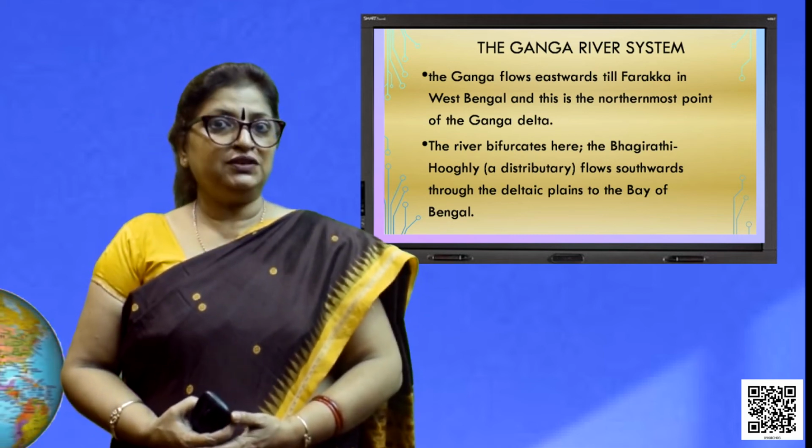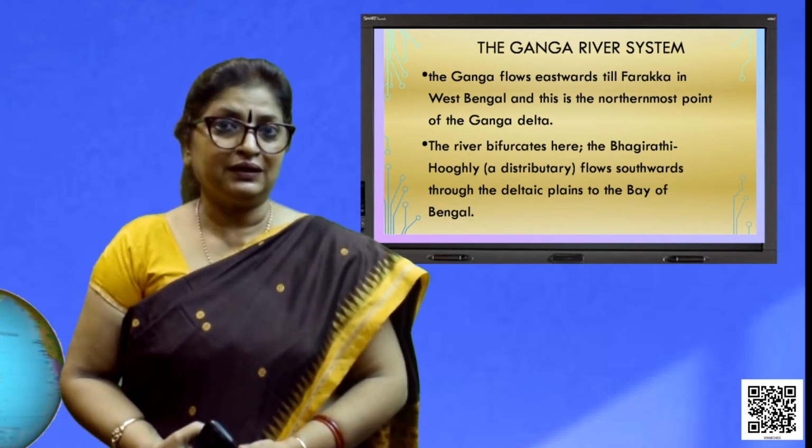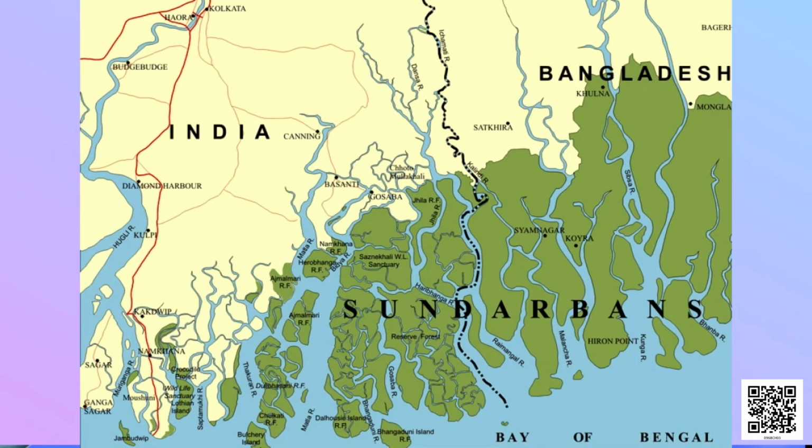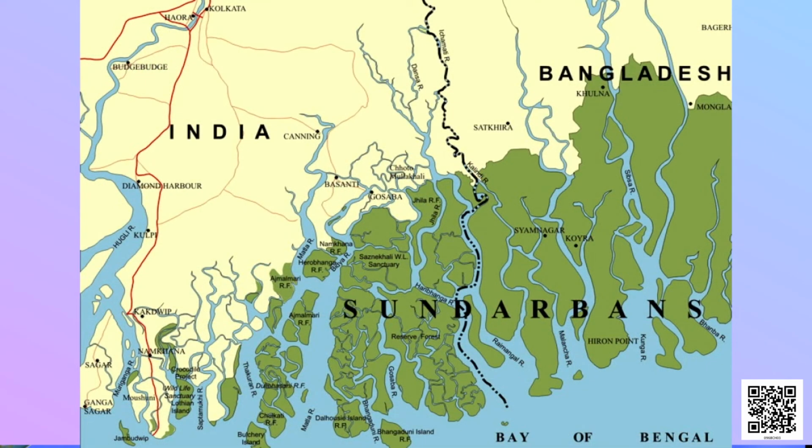You know, children, which is the largest delta in the world? It is our Sundarban delta formed by the deposition brought by river Ganga, so also river Brahmaputra. And this is not only the largest delta in the world, it is also famous for the Royal Bengal tiger. Do you know, children, where is the Sundarban delta located? It is located in West Bengal in India and Khulna division of Bangladesh.